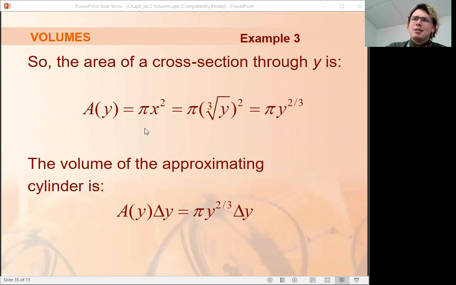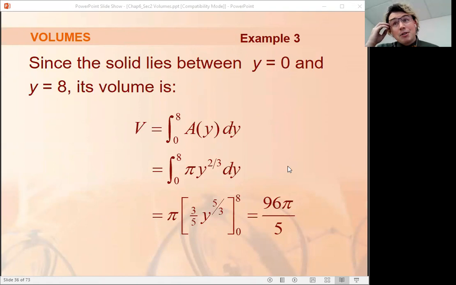My area function is pi r squared. What's my radius? My radius is the x-coordinate, and my x-coordinate is equal to the cube root of y. So my area function today is pi times y to the power 2/3. My thick cylinder slices have a volume of my area, pi y to the 2/3, times delta y. And in the limit of the Riemann sums, I'm going to be integrating this function. So my volume is equal to the integral from 0 to 8 of pi y to the 2/3 dy.